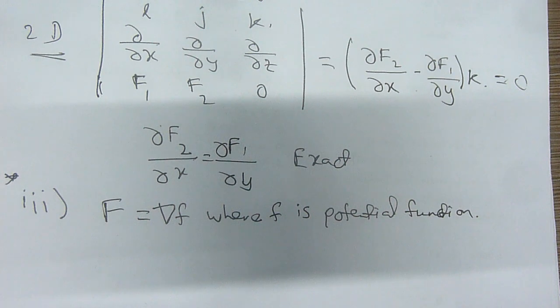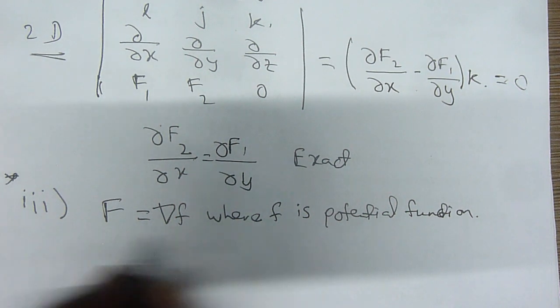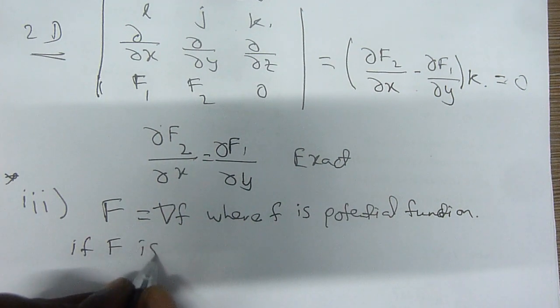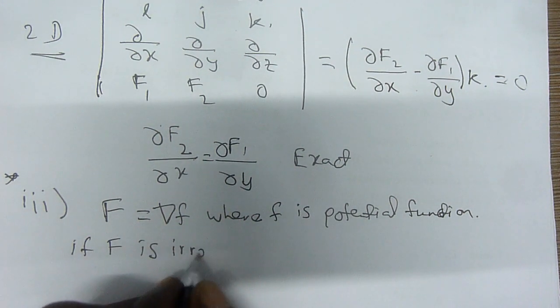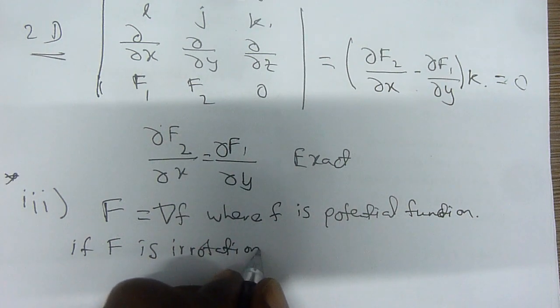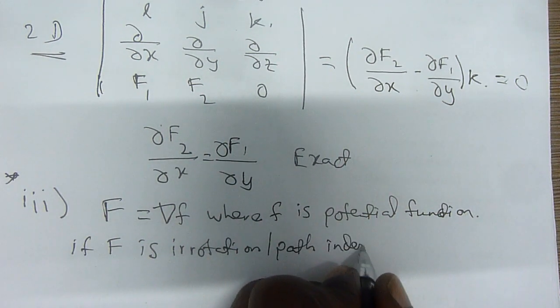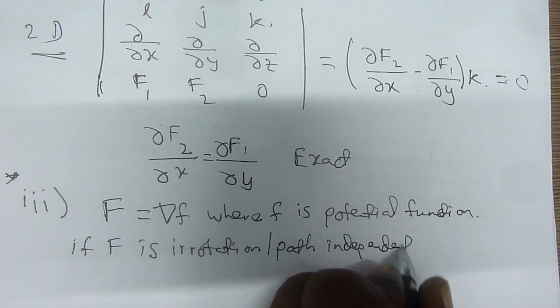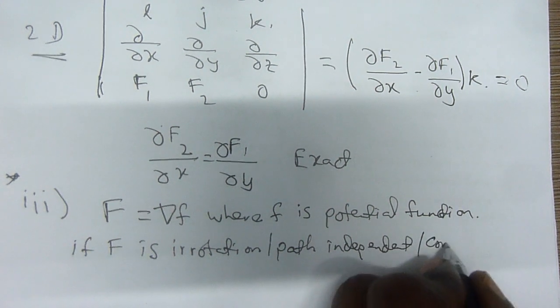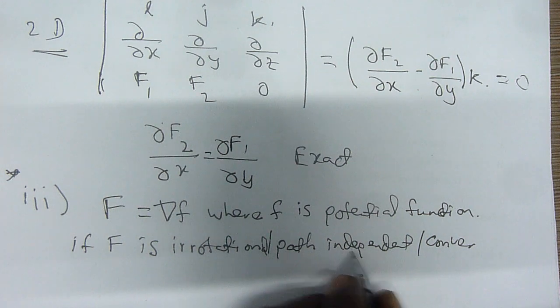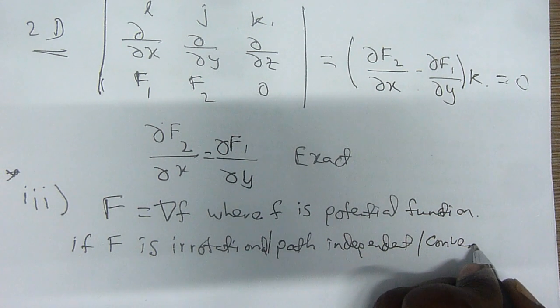Where in which case, if F is rotational or path independent. In the evaluation, they may use several terms. They may say it's rotational, path independent, or they may say it's conservative.